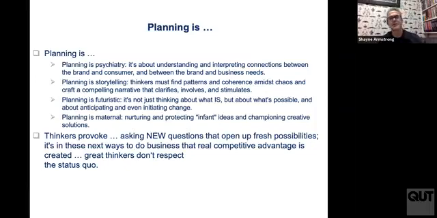So consumer planning is like psychiatry. It's about understanding and interpreting those connections between the brand and the consumer, because the consumer so often won't tell you the truth as to why they buy something. And as I said last week, they often don't know the reason themselves. So you have to interpret it for them. Planning is storytelling.